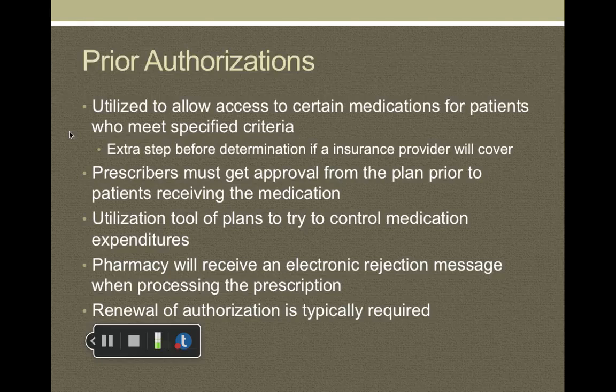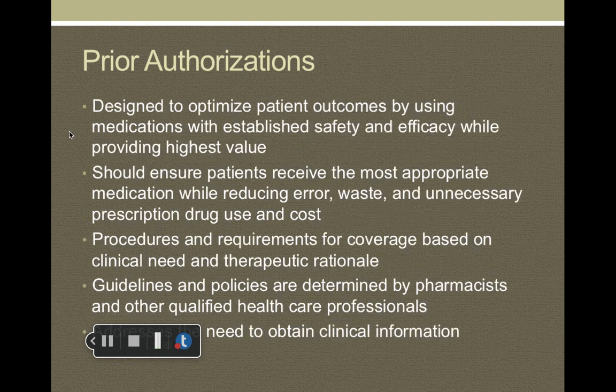So what will happen is a pharmacy will receive an electronic rejection message when processing the prescription. So when they send it up to what's called the switch, and that's when they send it to the insurance company to try and get approval for it. And then renewal of these authorizations is typically required. So usually a prior authorization will last a year. So if a patient says, well, my plan covered it before, I don't understand why they're not now, it may be that their prior authorization has expired and just needs renewed.